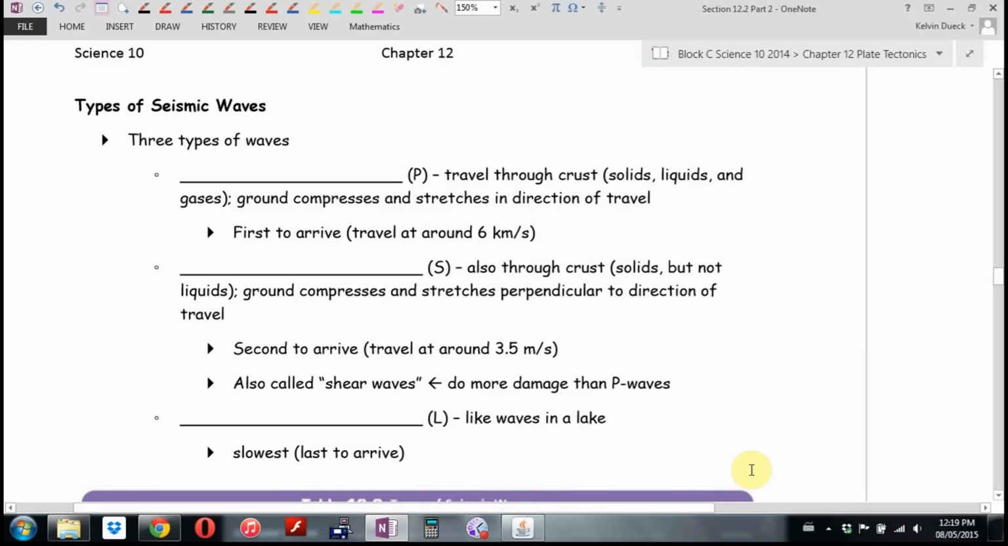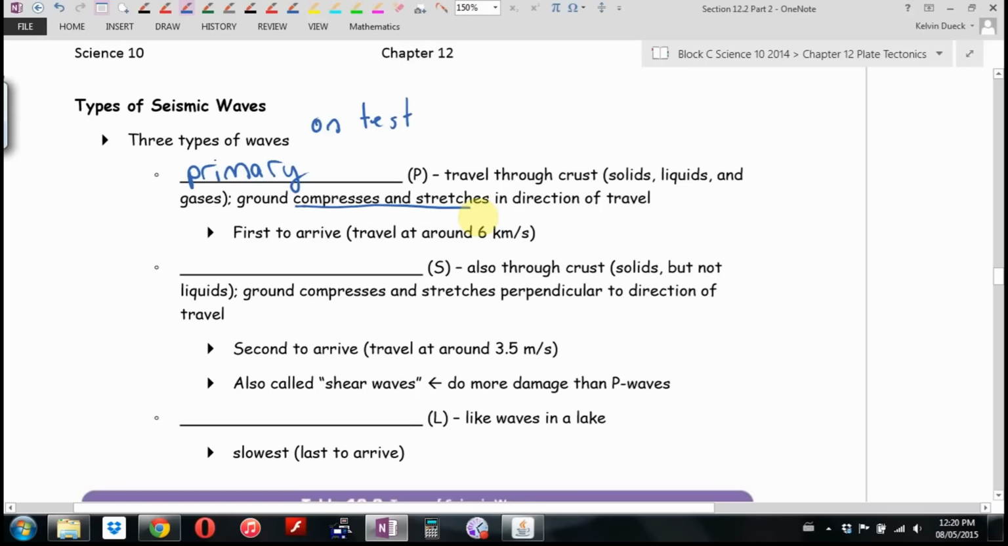Seismic waves. There are 3 types of waves, and you're going to need to know this. You can make a little note here. This is on the test. Sage, now I'm going to answer part of your question. There are what are called primary waves, or P waves for short. These travel through the Earth's crust. They go through solids and liquids and gases. The ground compresses and stretches in the direction of travel. I'll give you a video and an illustration to help you realize that. They're the first to arrive. They travel at around 6 kilometers a second, which is pretty fast. Okay.